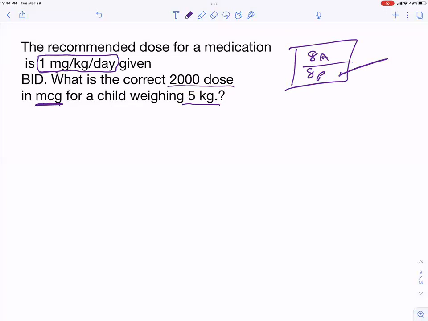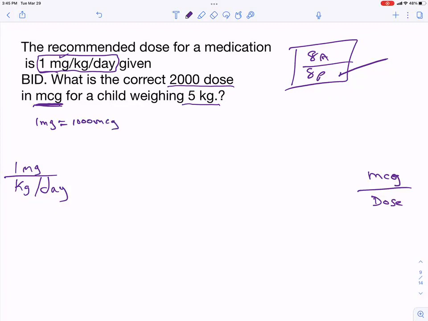We still set up our problem the same way. We start with the given, 1 milligram per kilogram per day. But our wanted is what? Micrograms per dose. So when you have this set up, you have to start thinking about what are my conversions? We always start with the given. What is our wanted? But what is our unit path? Remember that term? What is our unit path? It's ordered in milligrams, but they want micrograms. So I have to start thinking and jotting things down. I know that 1 milligram is equal to 1,000 micrograms.